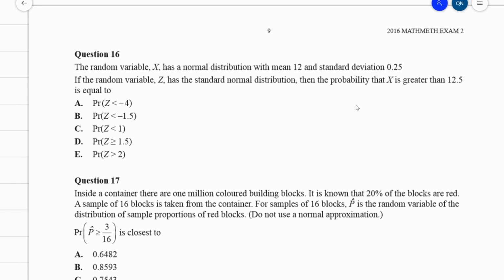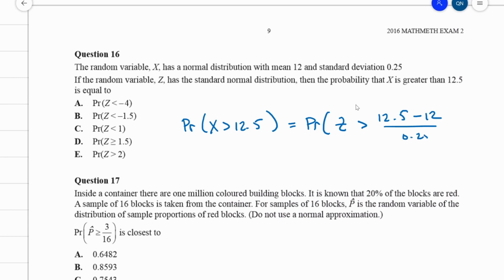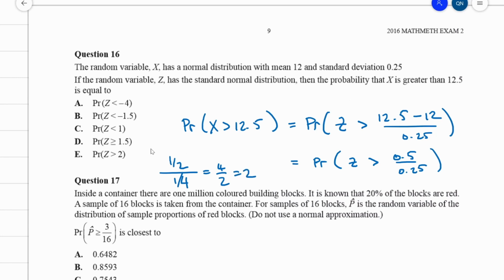So we're trying to find the probability that x is greater than 12.5 in terms of z. That just means standardize. So how do you standardize x? Well, you take your points, subtract the mean, which is 12, divide by the standard deviation, and what do you get? It's the probability that z is greater than 0.5 divided by 0.25. What's 0.5? It's a half. Divide by 0.25, which is a quarter. And that's going to be 4 divided by 2. That's 2. So z is greater than 2. Looks like it's option E.